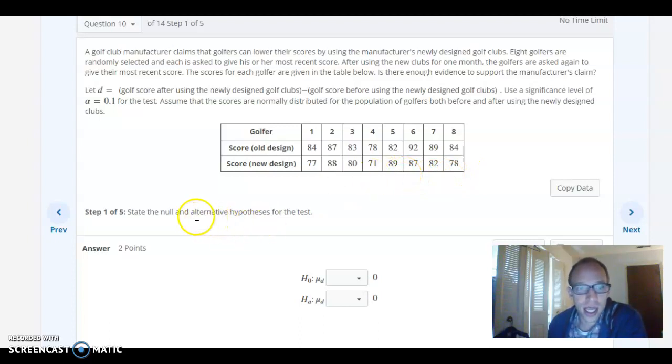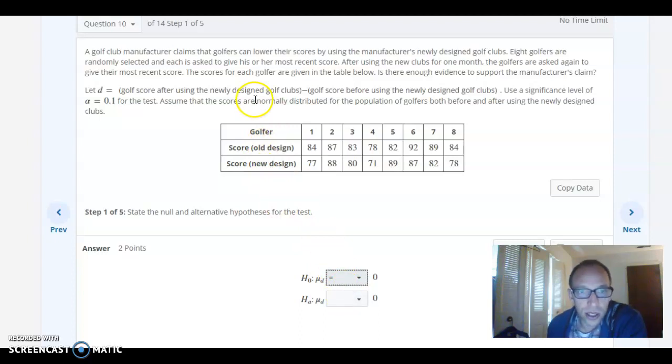The null hypothesis is going to be that difference score equals 0. When we say difference score, we mean this set of new data points we're collecting here, which makes sense. On average, the new design score minus the old design score should be 0 if the null hypothesis is true, if these clubs really don't improve or worsen the scores at all.